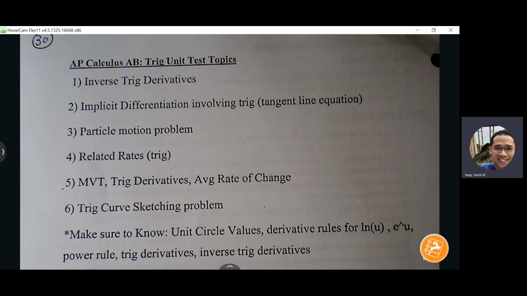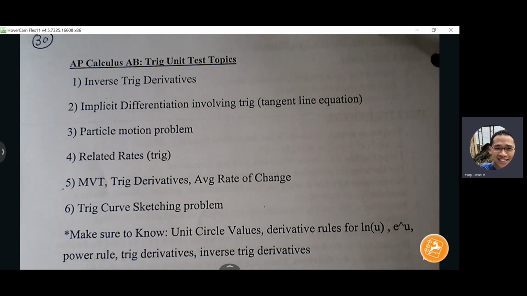Mean value theorem, trig derivatives, average rate of change. This is one of the extended problems that we'll work on today. Trig curve sketching problem. We focused on that for 2 days, so we'll revisit another problem like that tomorrow. So it'll be either a sine or cosine function, and how the graphs will move. Okay, so we'll do a practice with that over the next few days.